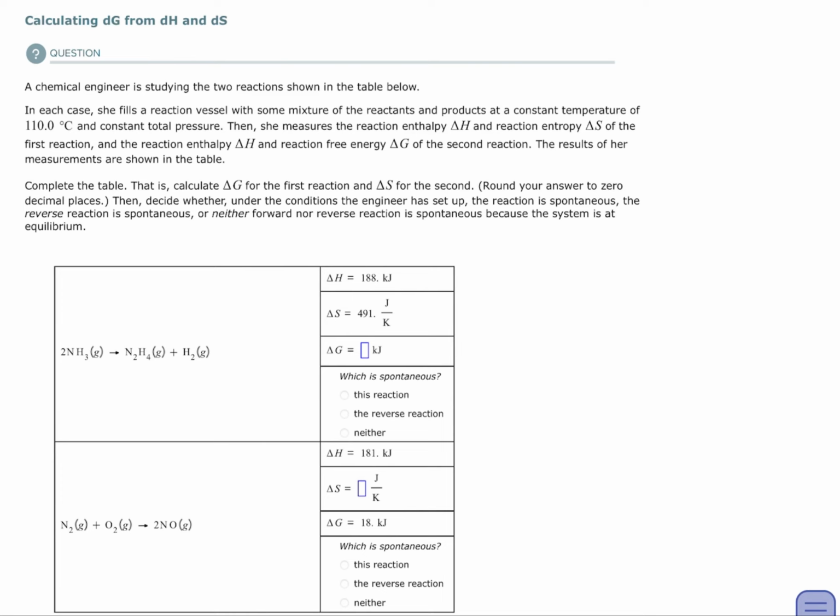Welcome back. This is an Aleks homework video on calculating the Gibbs free energy from the reaction enthalpy and the reaction entropy.